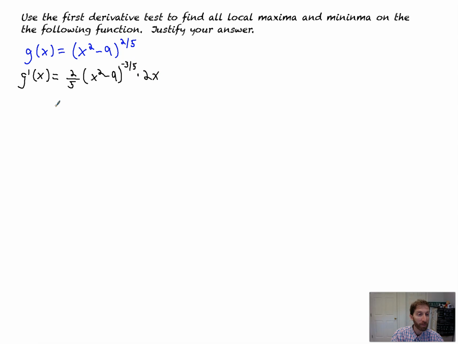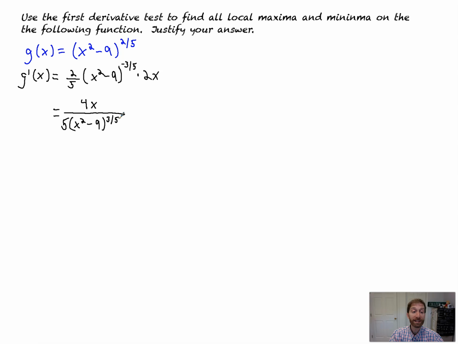Nice. And now from here, I'm going to rewrite this in such a way that I don't have a negative exponent, because I'm setting everything equal to 0. 2 times 2x is 4x all over x squared minus 9 to the 3/5. Don't forget the 5 that goes down there.